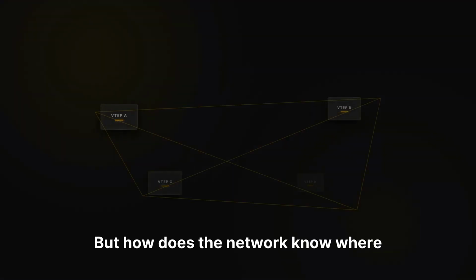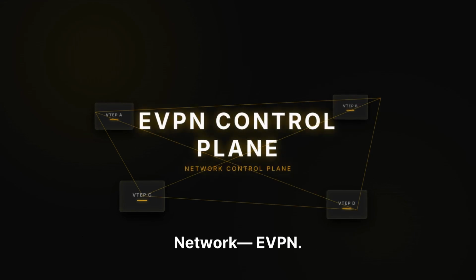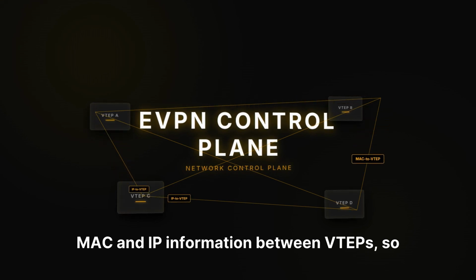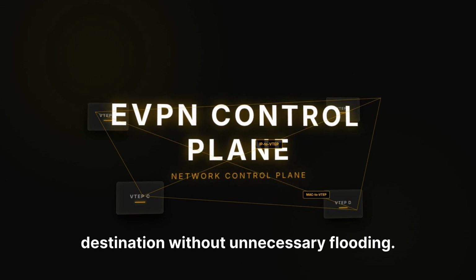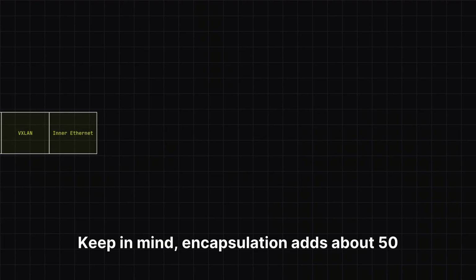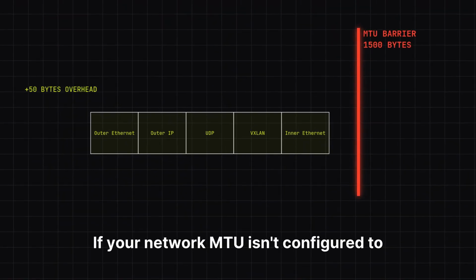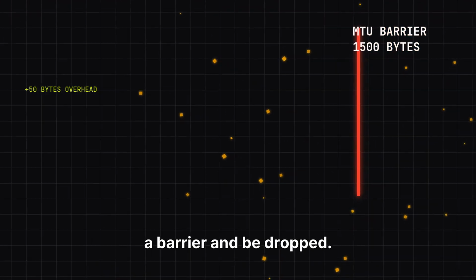But how does the network know where to send each packet? This is handled by Ethernet Virtual Private Network, EVPN. EVPN acts as the control plane. It shares MAC and IP information between VTEPs, so traffic is sent directly to the right destination without unnecessary flooding. Keep in mind, encapsulation adds about 50 bytes of overhead. If your network MTU isn't configured to handle these larger packets, they will hit a barrier and be dropped.